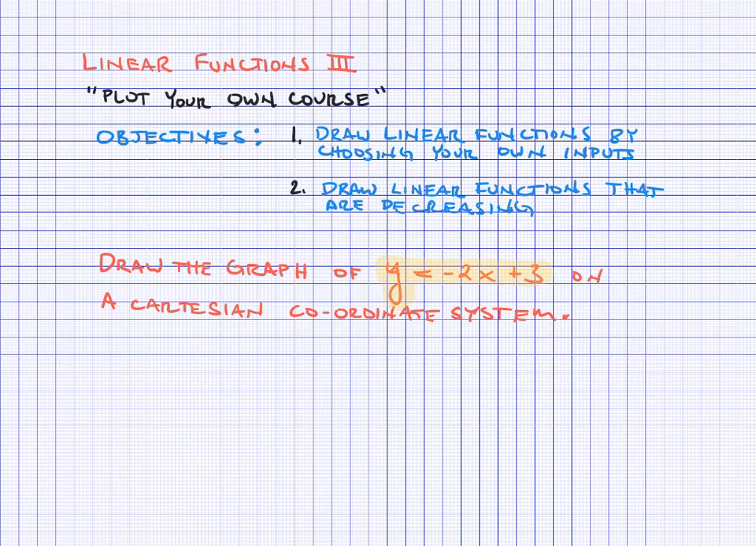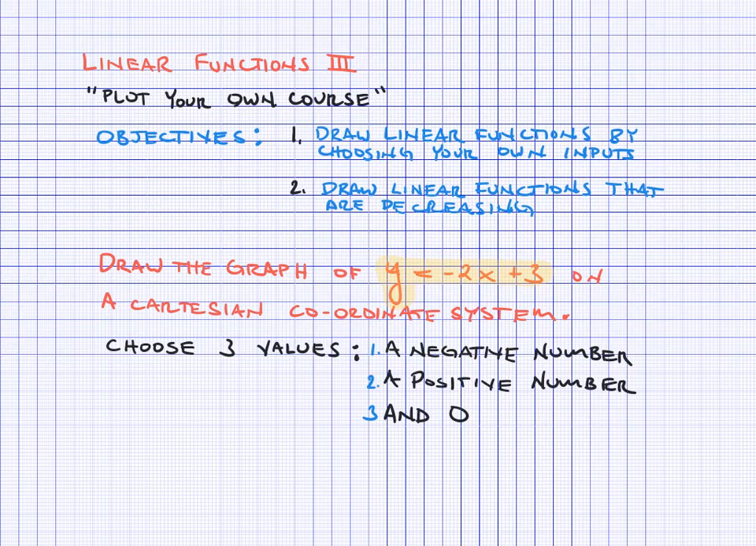Let's say on a test or other form of assessment, you get a question that just states this. Draw the graph of y equals negative 2x plus 3 on a Cartesian coordinate system. For some of you, panic would set in because you don't know where to begin. In the past, I've always given you values of x. But the good news is going forward through grade 12, you always can choose your own values, and you'll also learn other shortcuts to help you draw graphs faster.